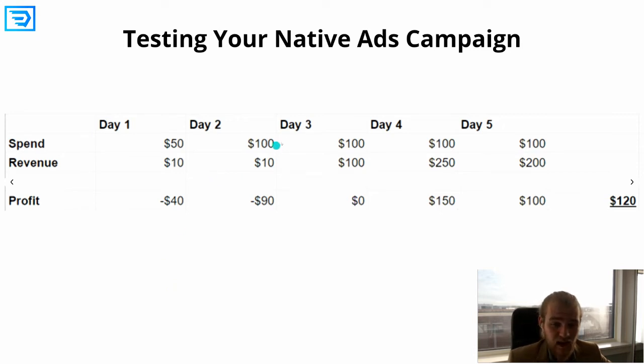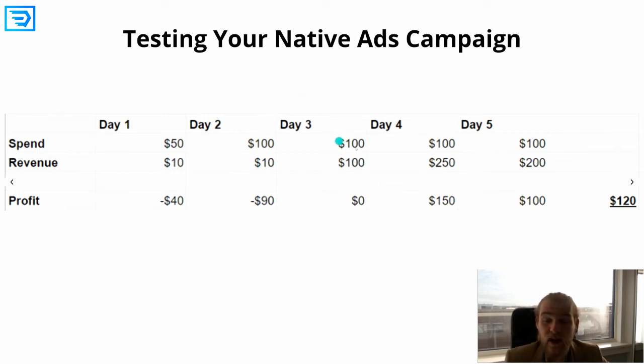Second day of the campaign, we spent $100, still only $10 revenue, so a loss of $90. Up to this point, we already lost $130, right? However, we are still in testing mode. So meaning we still need more data to let the data fluctuate into an average. And from there we can make decisions. So we decide to keep it running and see what happens according to the CPA rule.